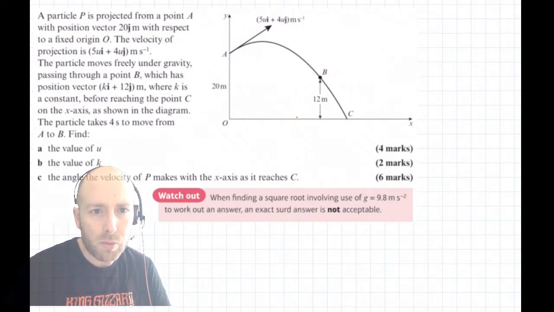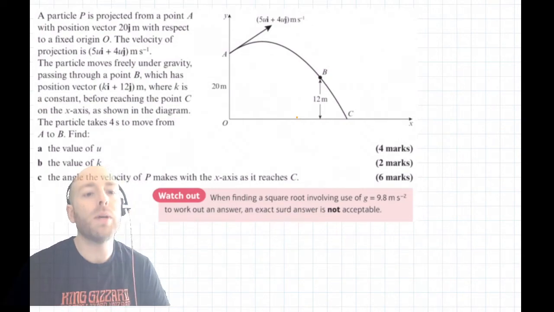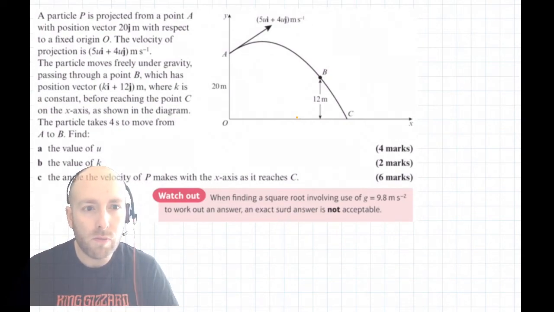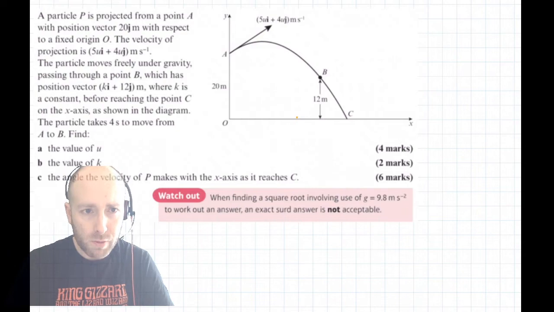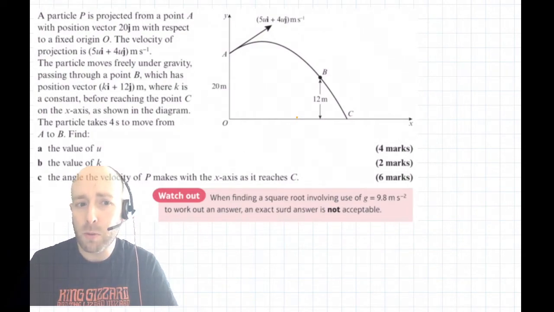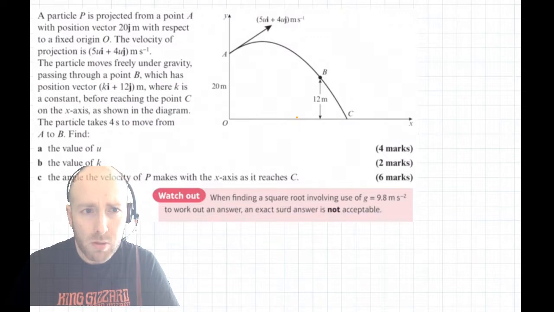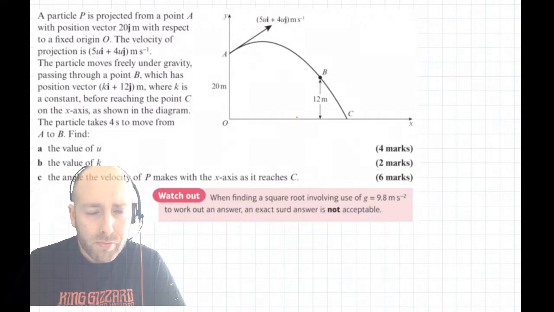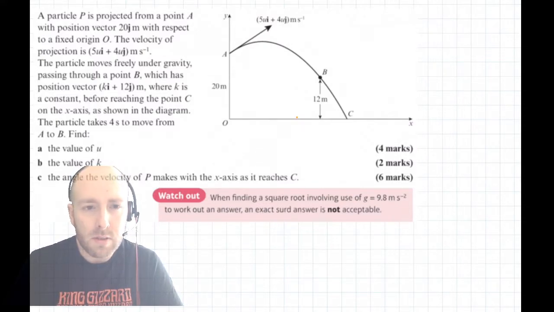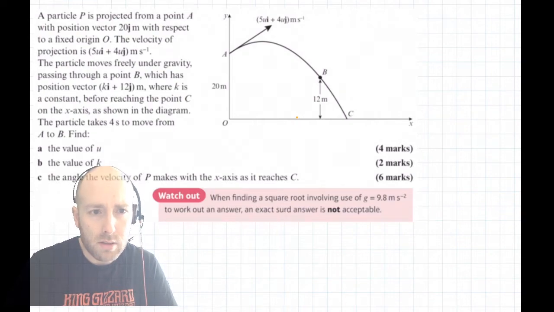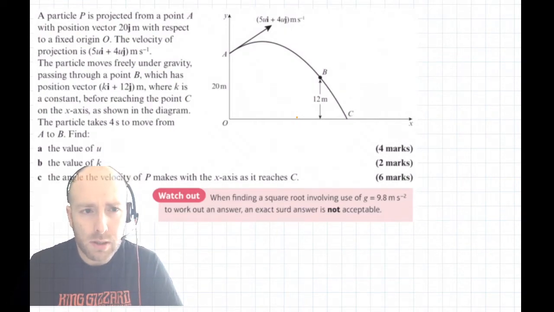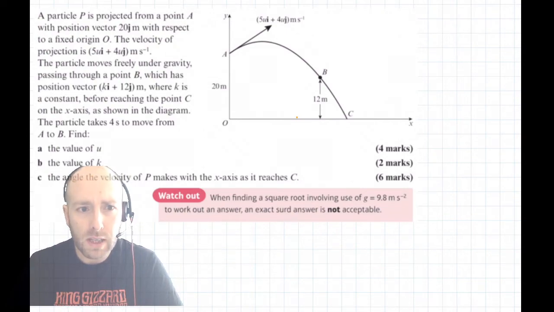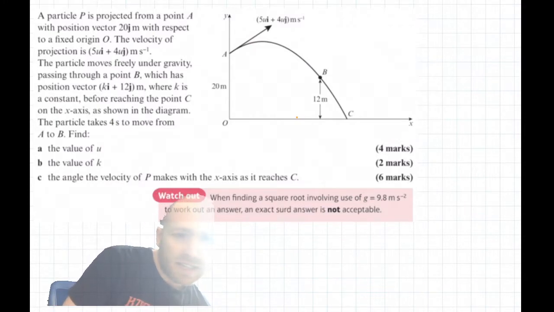Particle P is projected from point A with a position vector 20j, so it's 20 up above the ground. With a velocity of projection as given, so we know the initial velocity. It moves freely, passing through a point B, which is 12 meters above the ground, and an unknown distance from the origin horizontally. K is a constant, cool. Before reaching the point C, that's where it hits the ground. The particle takes 4 seconds to move from A to B. So find U, find K, and find the angle it makes with the x-axis as it reaches C.